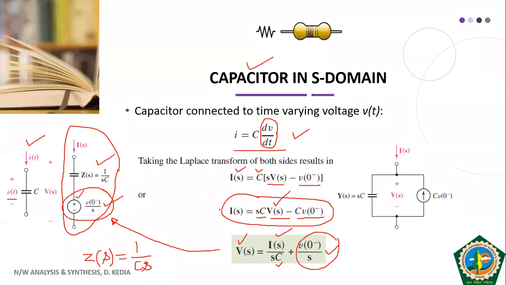Fine. And the above expression you can represent in the form of current like this. Okay. Or in a way, this is the voltage source representation. You can convert it to its equivalent current source representation. Fine. So I hope things are clear.